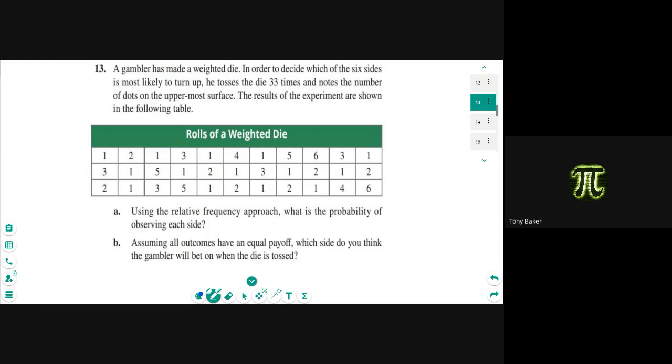All right. So gamblers made a weighted die. So he rolled it 33 times. So if it's a standard die, a normal die, theoretically every option should come out 1/6 of the time, right? But this is a weighted die. So I want you to find me the relative frequency or the experimental probability of each of the numbers. So what's the probability of getting a 1? What's the probability of getting a 2, a 3, a 4, a 5, and a 6?